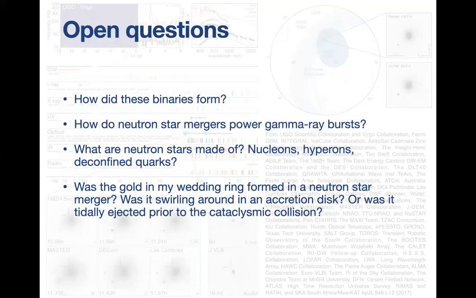And to summarize, some of the key questions are, how did these binaries form? For example, what is the mechanism that forms these binaries? More in general, what are their properties? What are their typical mass ratios, their typical mass ranges? How do neutron stars power gamma ray bursts? Are all short gamma ray bursts powered by neutron star mergers, or are there other sources? What are neutron stars made of? Are they made of just nucleons? Are there other more exotic phases of matter like hyperons, deconfined quarks, something else entirely? We don't know.